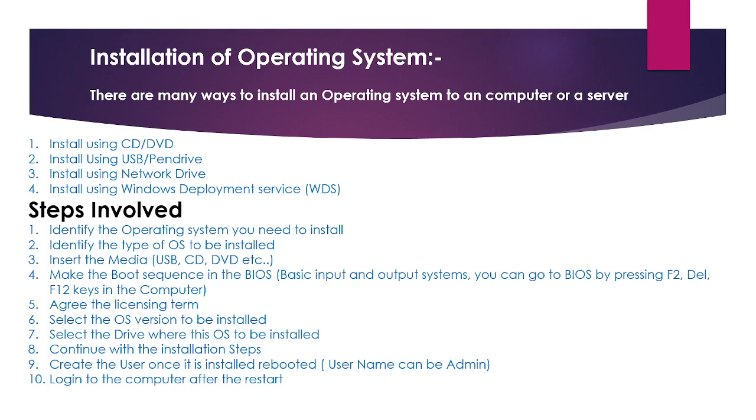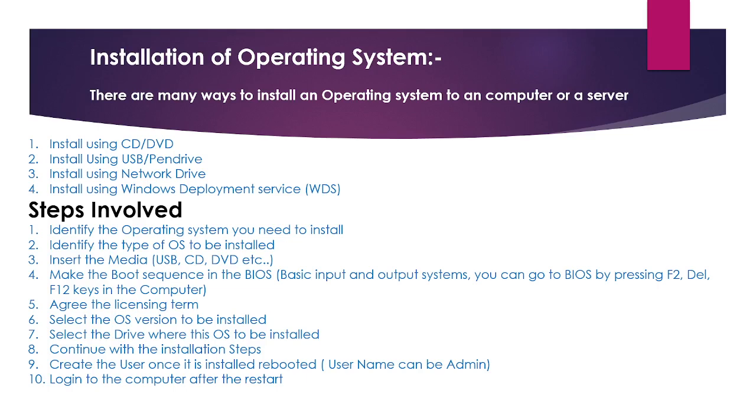There are various ways of installing the operating system on a computer, laptop or server. The first one is you can use a CD or DVD. If you have an operating system on a CD or DVD, you can install it. The second option is a pen drive or USB, and the third option is network. The fourth option is third-party services. In Microsoft Windows we also have Windows Deployment Services. You can also use that.